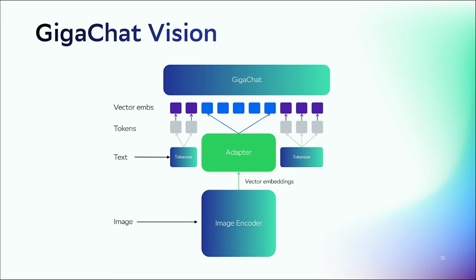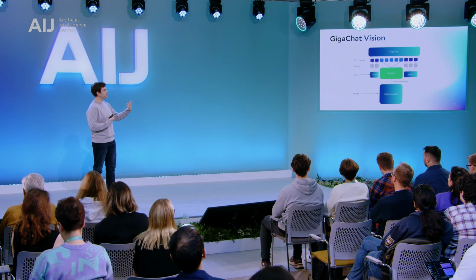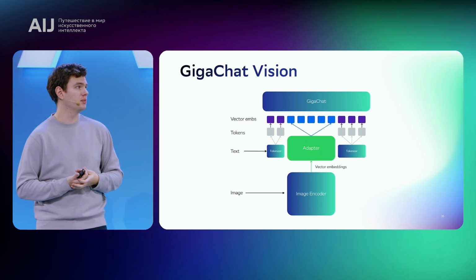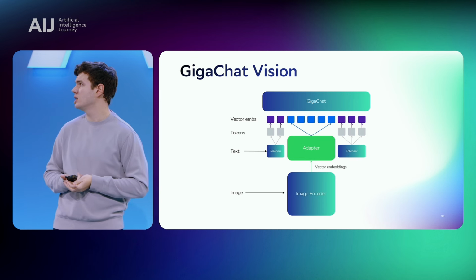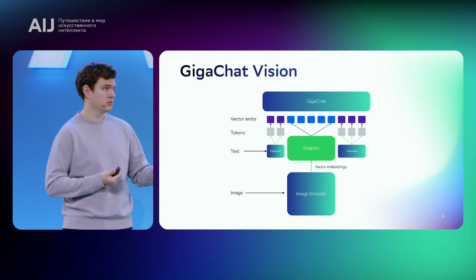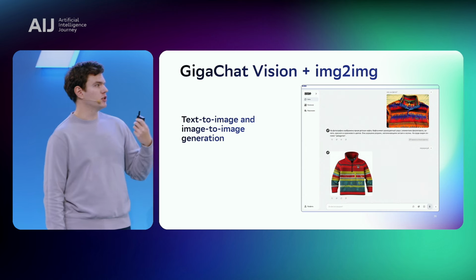We have GigaChat with tokens that have vector embeddings, and the multimodality is carried out as follows. The image goes through an encoder, and then the adapter is an important pillar. We try to imitate the image so that GigaChat would understand the image tokens as well as it understands the text tokens. So GigaChat learns to perceive new modalities, and we'll have more modalities in the future.